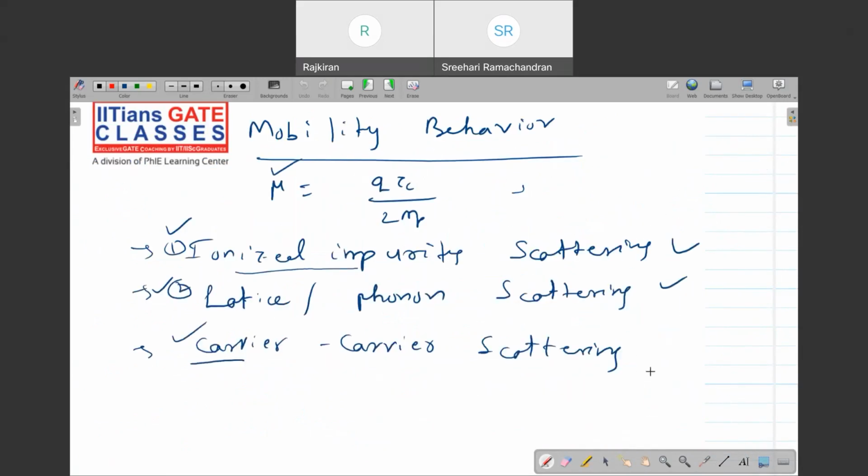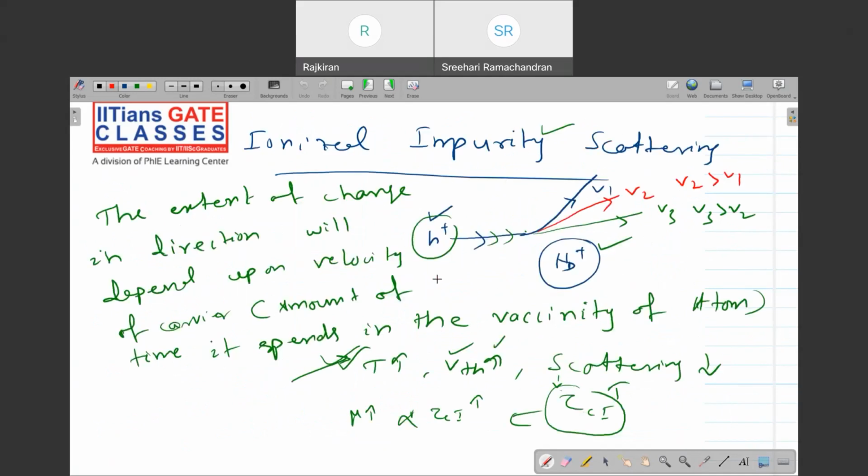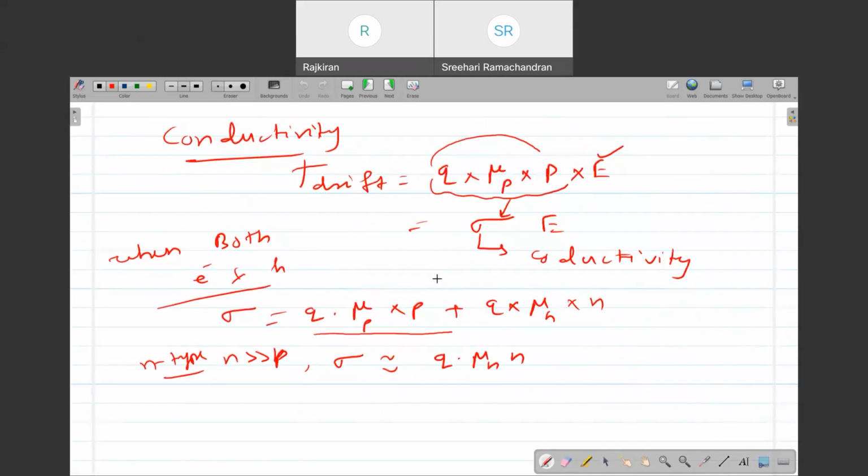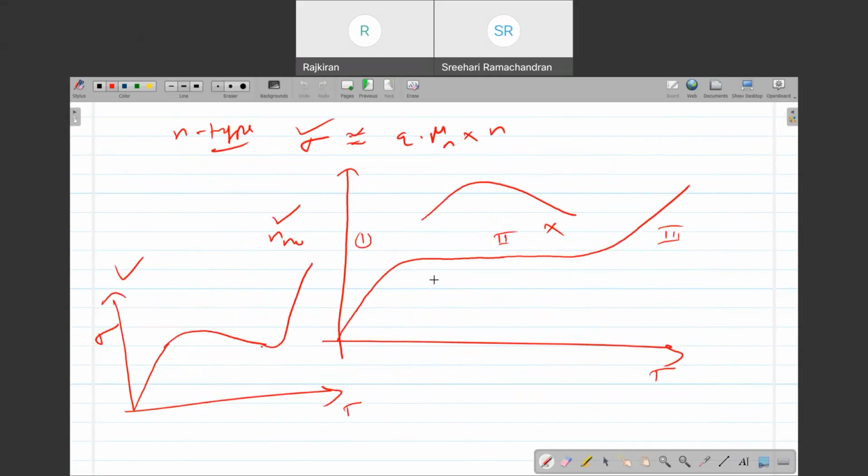Then you understood how mobility depends upon the ionized impurity and the lattice vibration. Both things we discussed. Then we discussed the conductivity. This is the final curve. Is everything clear to you?